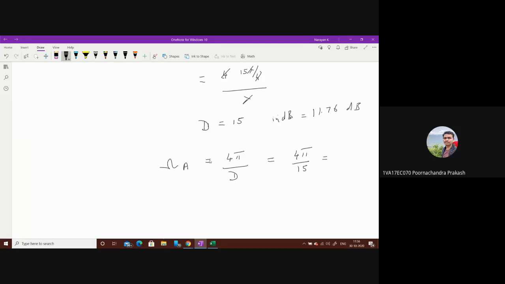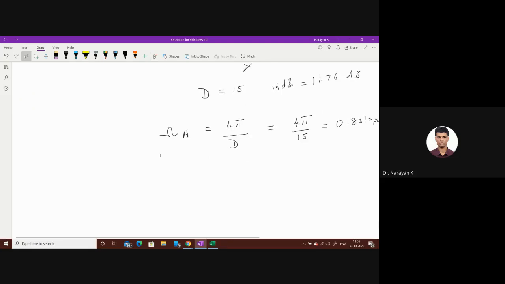0.837. What will be the unit? Steradian, sr. That is your beam solid angle.